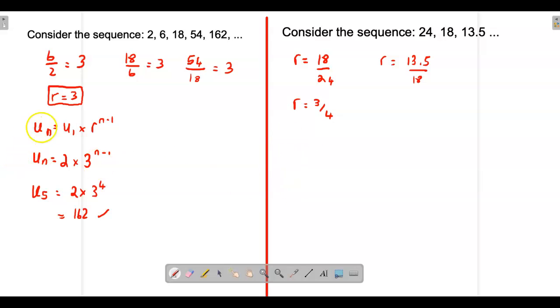So let me fill in my formula using this. So Un equals my first number U1, that's 24, and then I times it by 3/4, and that's all to the power of n minus 1. And you can do some calculations and check some of these out, but that all works out.